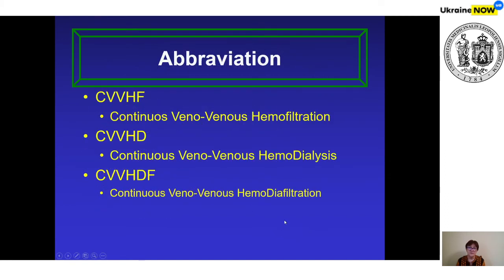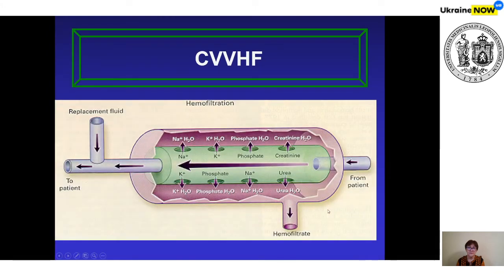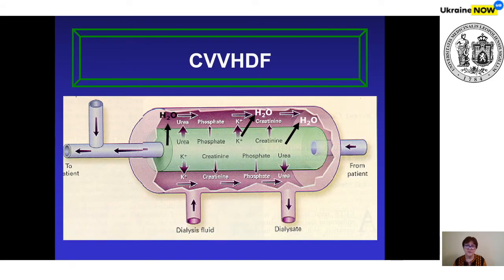Main abbreviations of continuous venous hemodialysis, hemofiltration, hemodiafiltration. It is schematically shown: continuous venous hemodialysis and which substances are extracted. Hemofiltration allows us to eliminate toxic substances with low and moderate molecular weight. And hemodiafiltration.